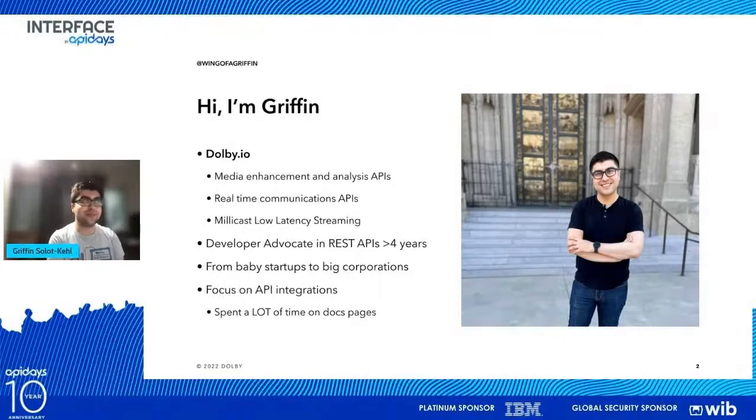I've been in this space for over 4 years using REST APIs the entire time, and I've been from baby startups of around 20 or fewer people to large corporations of thousands of people. So I have a big focus on API integrations. I have spent a lot of time building Slack apps, building things on Twilio, and building things with Google Cloud. So I've spent a lot of time on different documentation pages, which has made me think about what works and what doesn't work in terms of actually having a good API.